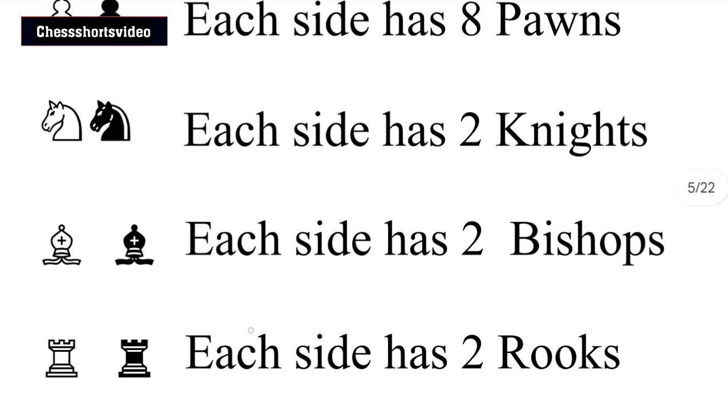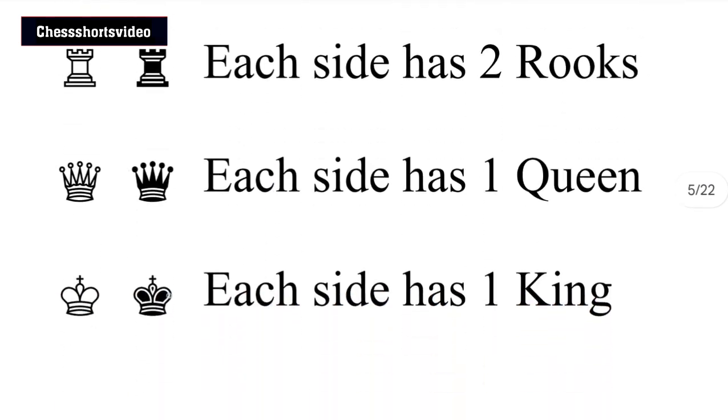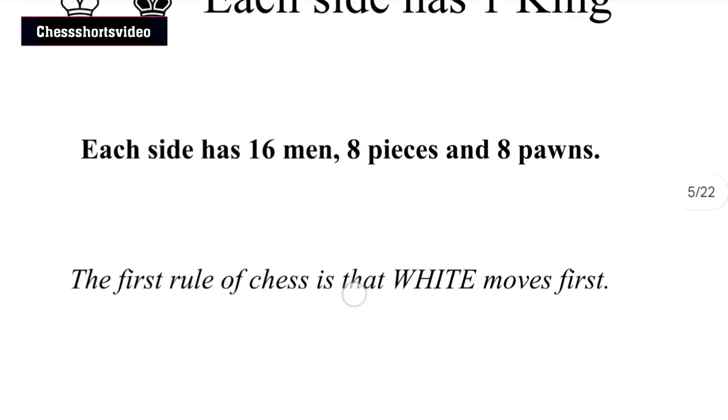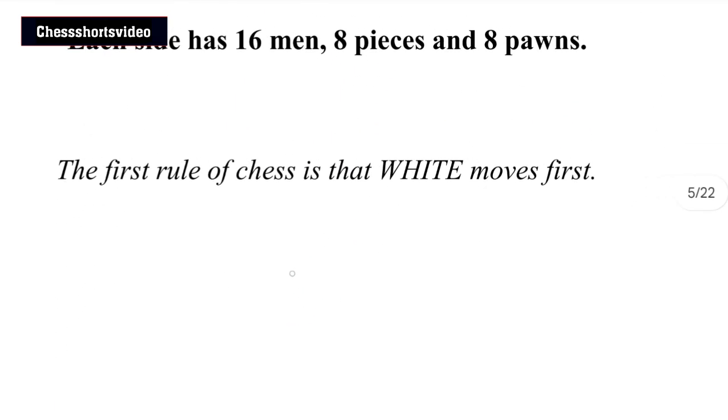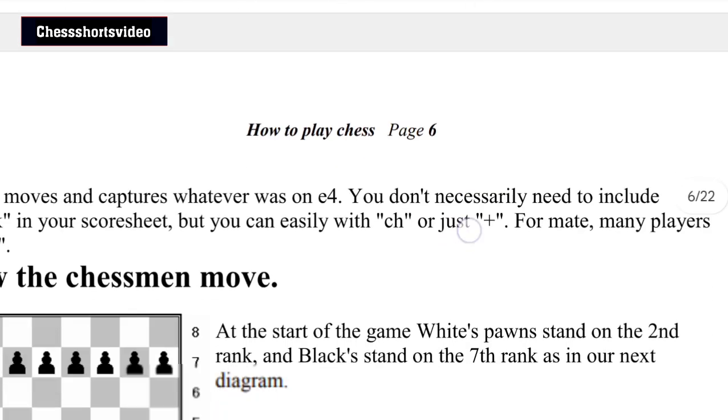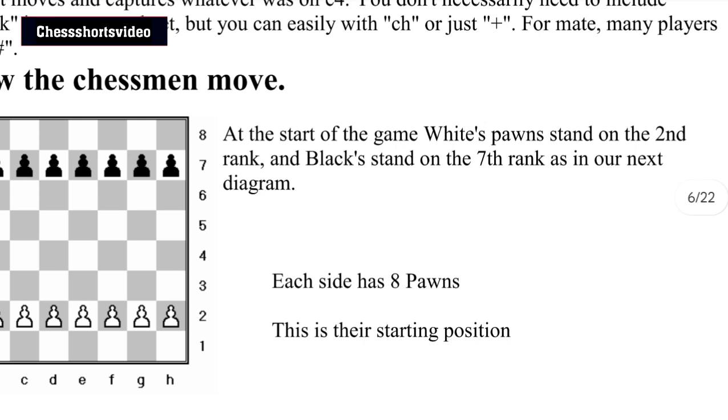Similarly knight, similarly bishops, similarly rook, similarly queen, similarly king. So one side has 16 pieces, and the other side also has 16 pieces. So the total pieces on the chessboard are 32. If each player has 16. Okay. Now, how do the chessmen move?